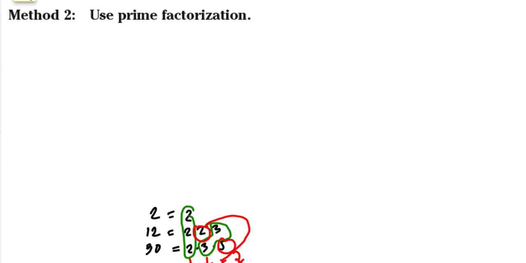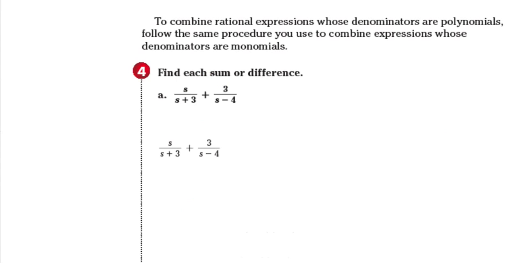Okay, what happened? Let's redo that again. So you have s plus 3 and s minus 4. This becomes a factor of s plus 3 and this is s minus 4. So our LCM, why did I write it in invisible ink? Our LCM is nothing more than s plus 3 and s minus 4.